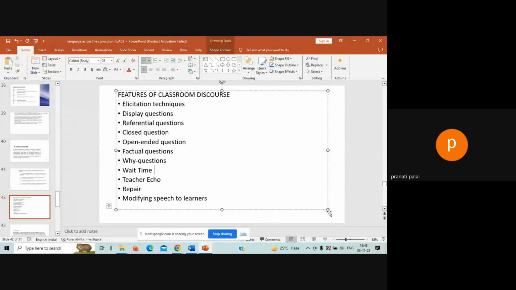Next is your repair. What is repair? Repair means correcting the child's error. That is repairment. Correcting the learner's error. Repair is also called error correction. Whenever the child is coming out with a response, it may or may not be correct. Here the role of the teacher is to repair the mistake of the child and give him some constructive feedback. The feedback should be constructive. It should not be destructive.